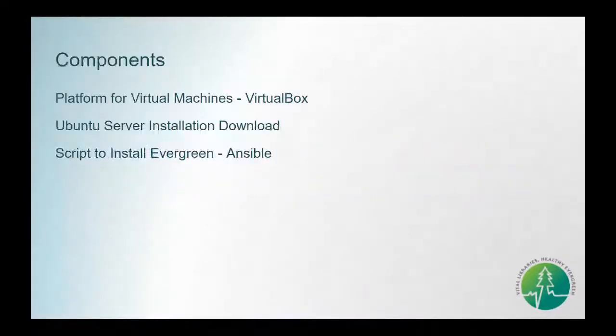Okay, so what will we need to build our machine? You need a platform for your virtual machine. I am using VirtualBox. There are others. You need an image of the Ubuntu server that you'll be installing on your VirtualBox. And you will need a script to do all the work of installing Evergreen. I'm going to use the Ansible script. I'll talk about another script as we go along, which is also a possibility for you.